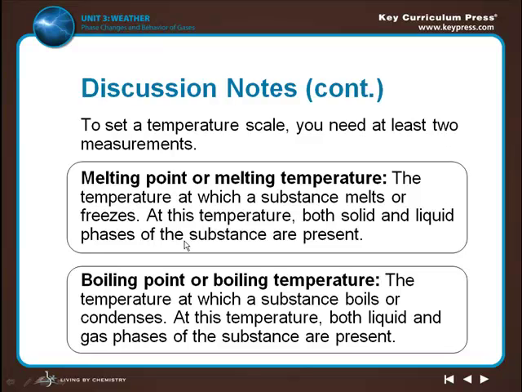I see some of you putting your things away. That's not the right decision. You need to write these things down, and then we're going to talk about the thermometers you made. You got about 30 seconds.